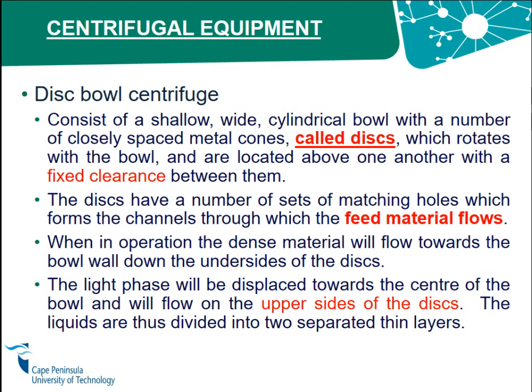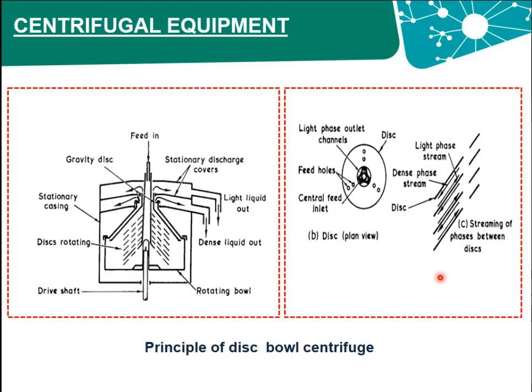So when this centrifuge is in operation, the dense material will flow towards the bowl wall, down the undersides of the discs. Then the light phase will be displaced towards the center of the bowl and will flow on the upper sides of the discs. These liquids are then divided into two separated thin layers, which can then be separated from each other. Then let's look at the diagram, how it looks.